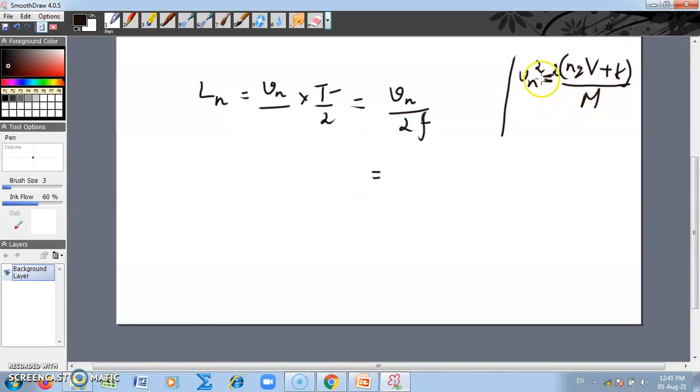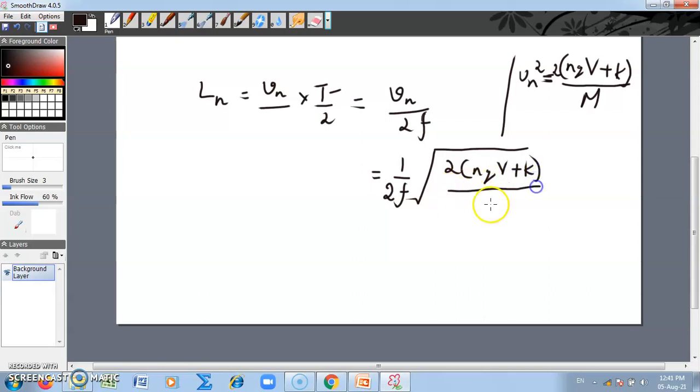So Vn would be under root this. So this would be twice F under root twice NQV plus K on M. This would be like this. So this actually is the relation between the length and the frequency.